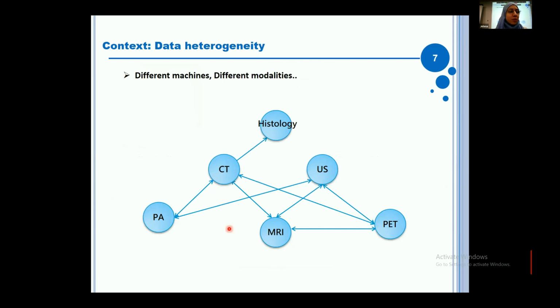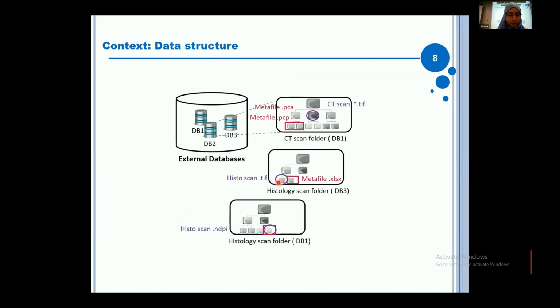In addition to the previous heterogeneity aspect, our data is collected from different modalities, so several modality combinations are possible. And the third aspect is the data structure. For example, in this figure, we have different examples of data from different provider institutes, and the data is structured in a different way from one database to another.